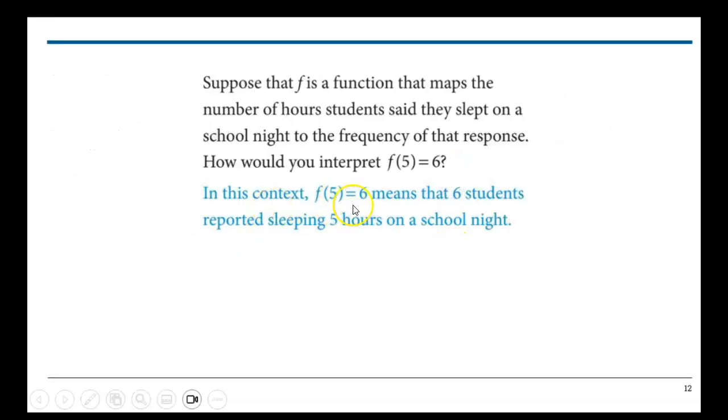In this context, f of 5 equals 6 means that 6 students reported sleeping 5 hours on a school night. Who got that right? If you have it backwards, remember the 5 is the input and the 6 is the output. The interpreting part is you connecting it to the actual table and what we're surveying, okay?